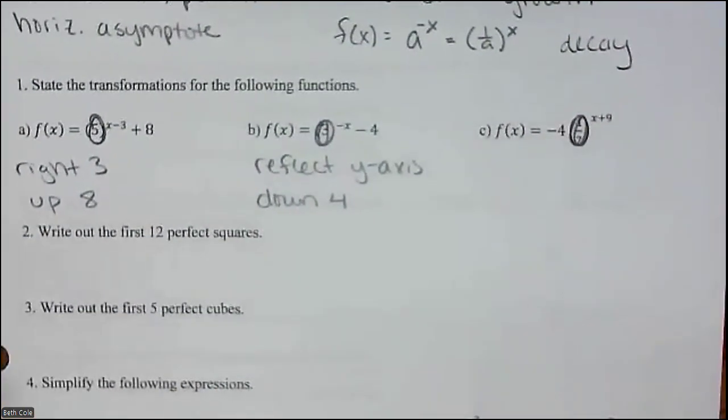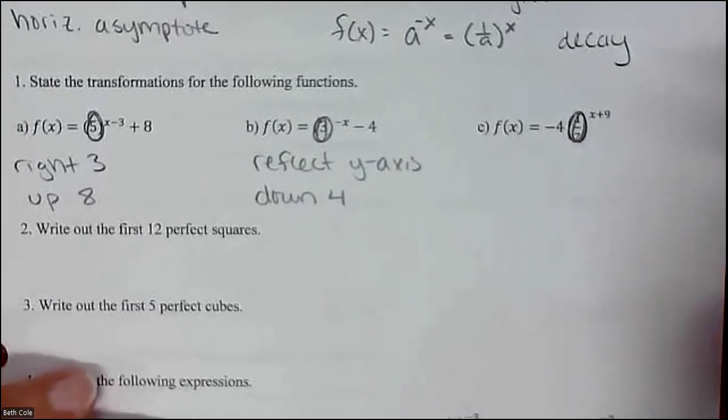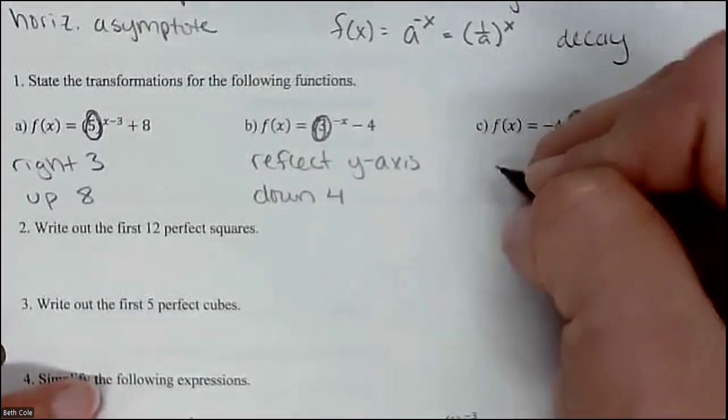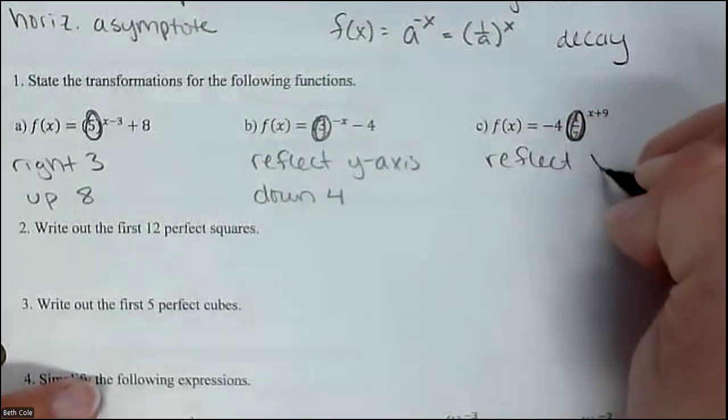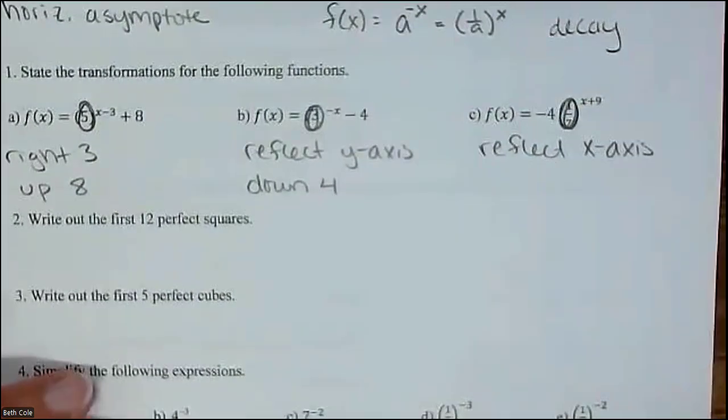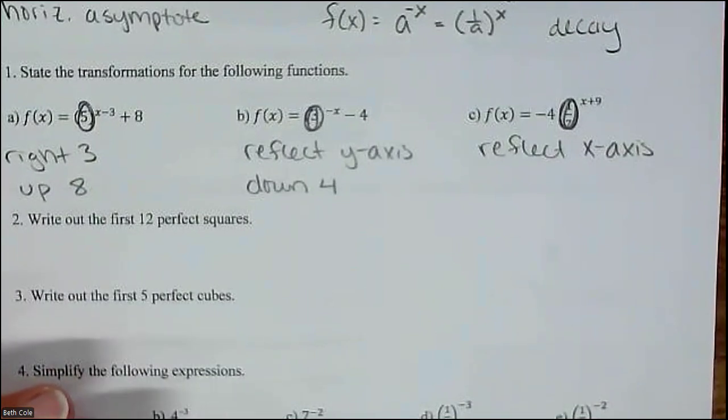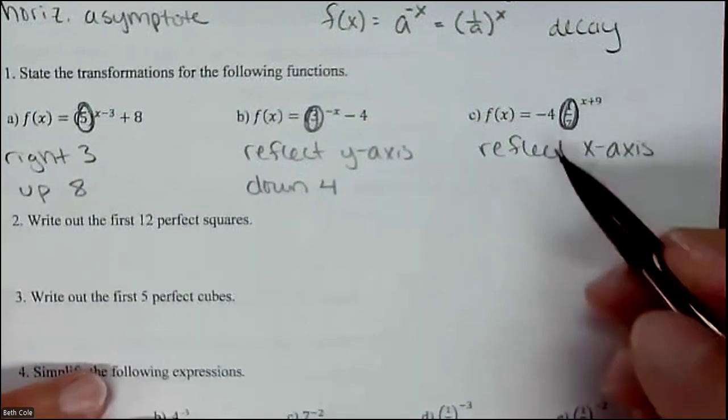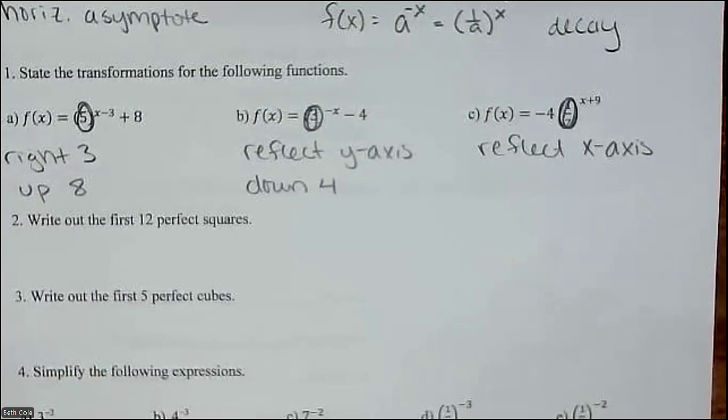This one has 3 things. What is one of them? Good, the negative's out front, so that's reflect x-axis. The negative is reflect over x.